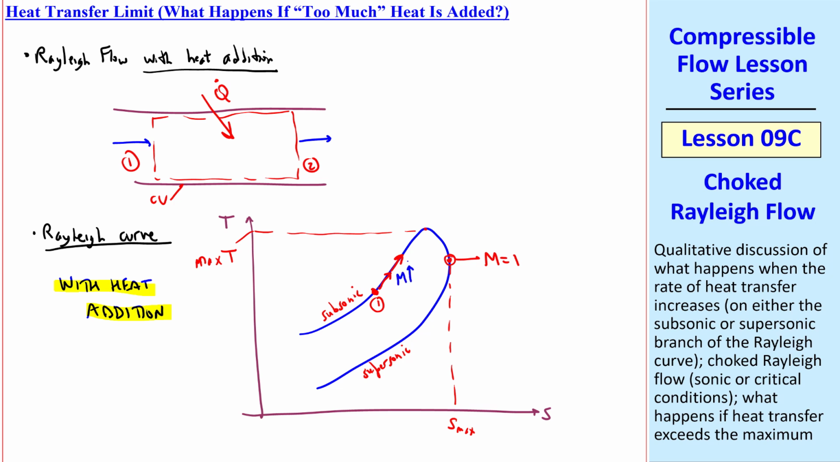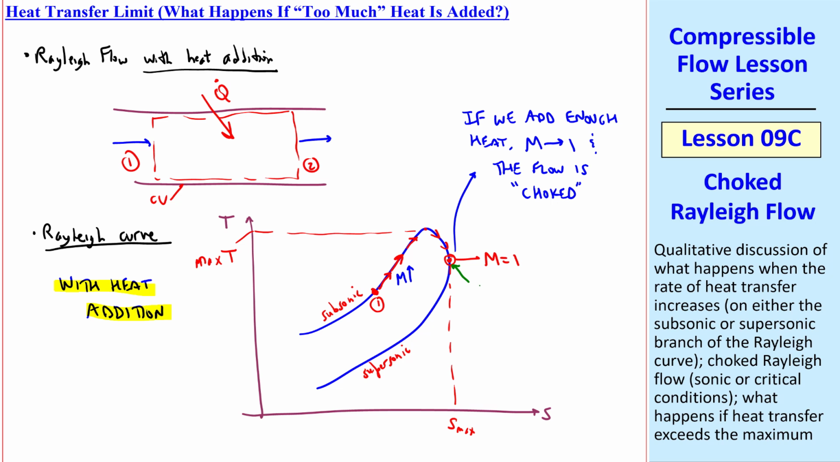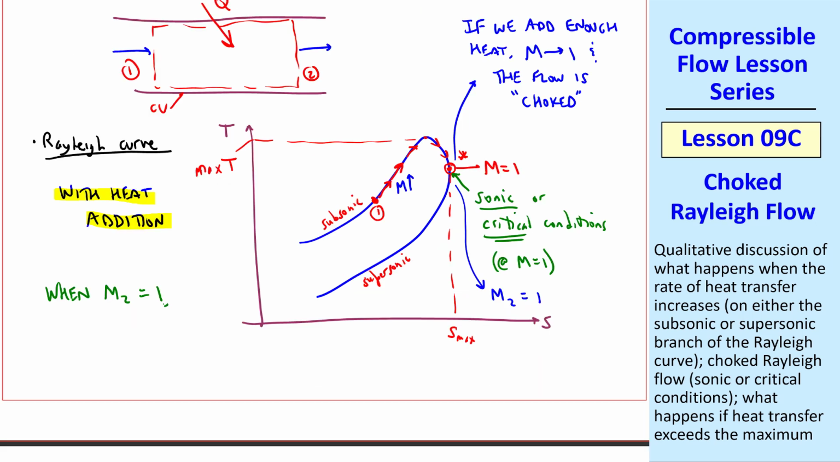So Mach number goes up on the subsonic branch, and temperature also goes up and then a little bit down, while Mach number continues to increase all the way to Mach number 1. If we add enough heat, Mach number goes to 1, and the flow is what we call choked. These conditions at Mach number 1 are sonic or critical conditions. In other words, if we get to this point, Mach number 2 is 1. We'll use an asterisk like we did previously with converging-diverging ducts to indicate critical or sonic conditions. When M2 is 1, we have what we call choked Rayleigh flow.